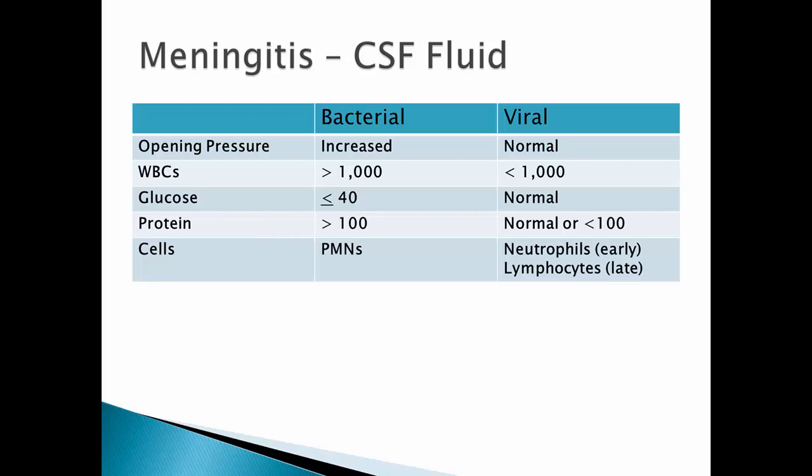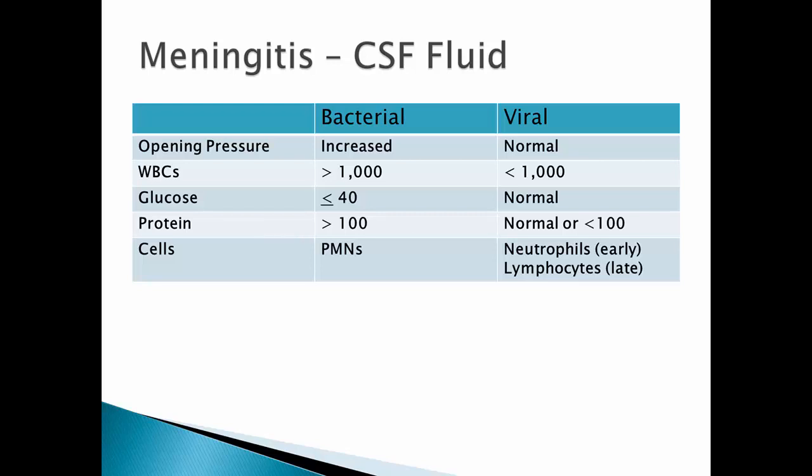Glucose and protein levels are also very important. You tend to see low glucose levels and high protein levels in the cerebrospinal fluid in a bacterial meningitis. In a viral meningitis, these tend to be within normal limits. Now, there's another quick trick on this, and that is, even though we're looking at an absolute level here on the slide, you also have to think about what the serum glucose is.